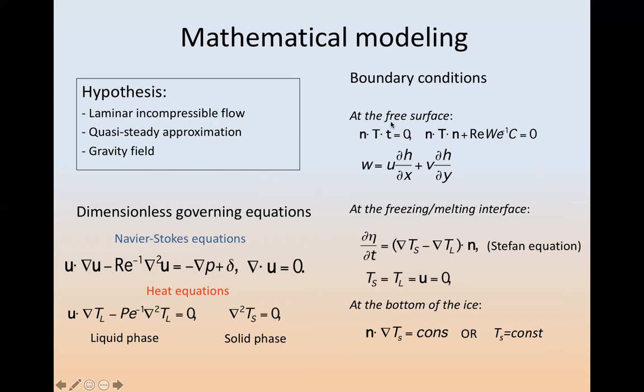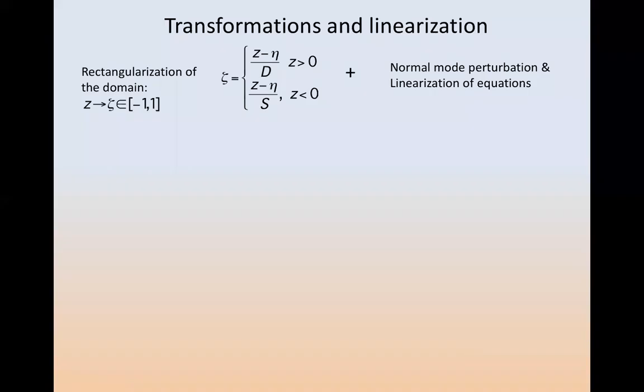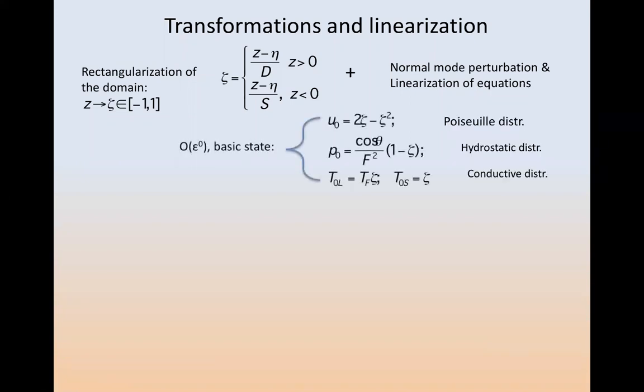Also, boundary conditions at the free surface, we see dynamic conditions and kinematic condition, again, under the quasi-steady approximation. And also at the bottom of the ice, we can set both Neumann and Dirichlet condition. This is irrelevant to the stability. These are just technicalities, transformations, rectangularization of the domain, linearization. And at the zero order in epsilon, we get, of course, Poiseuille distribution for velocity, hydrostatic distribution for pressure, conductive distribution for temperature in both the solid and liquid.